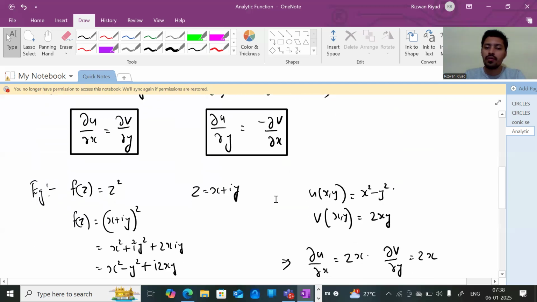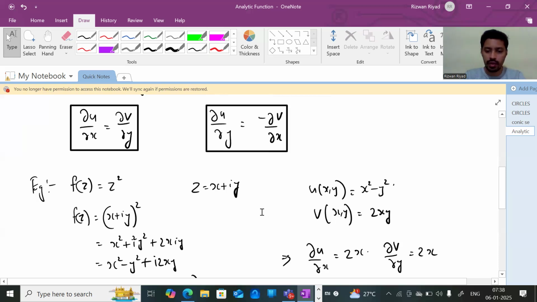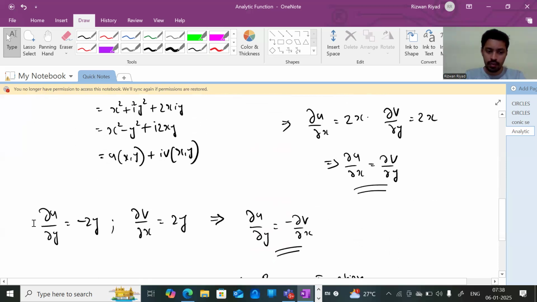Let's see here, v and u are available here. So first find ∂u/∂y. What is ∂u/∂y? This is u. ∂u/∂y means differentiating this u with respect to y. So we will treat x as a constant there. The derivative of x² becomes 0 and the derivative of −y² is −2y. So ∂u/∂y is −2y. That's what you can see here: ∂u/∂y = −2y.